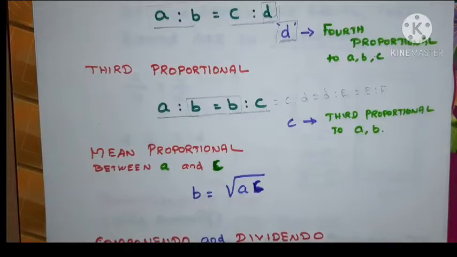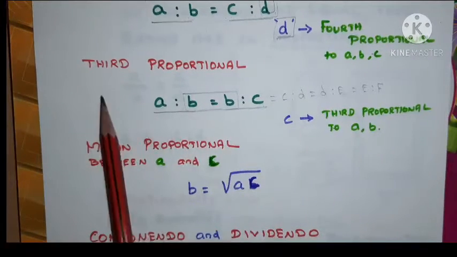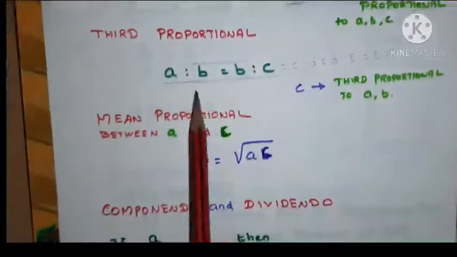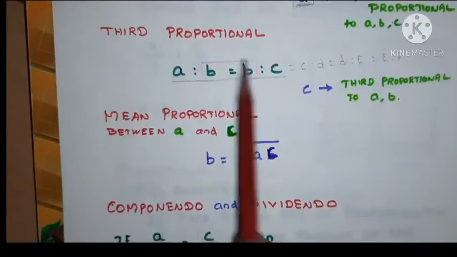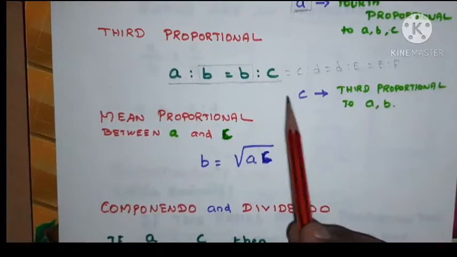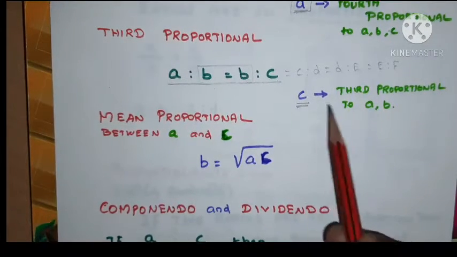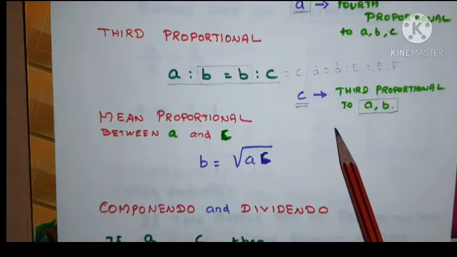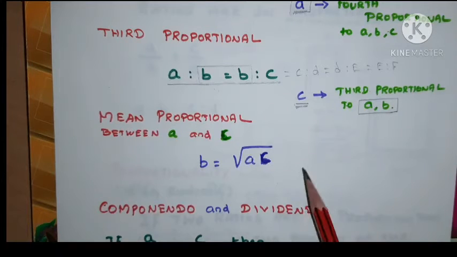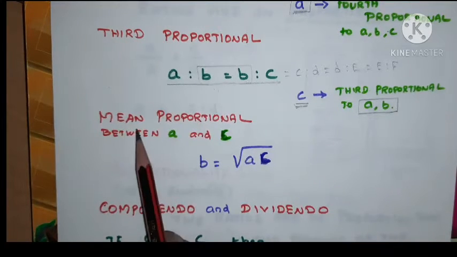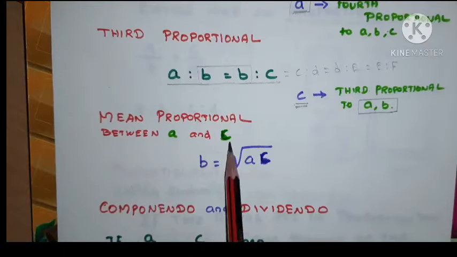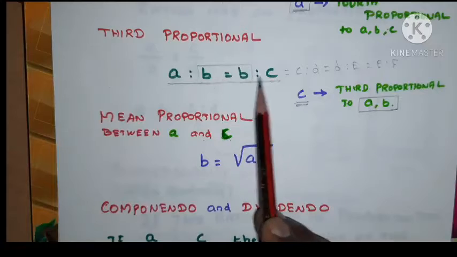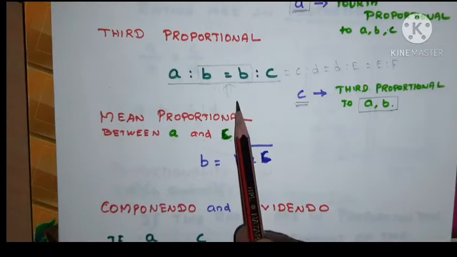Fine. In this, the third proportional is, look, why third proportional? In the fourth proportional we had four terms, but in this case we have only three terms. Hence the third proportional for this relation is C. So C is the third proportional to A and B. Fine. Next we are going to see about mean proportional between A and C. So here the mean proportional, look at the above relation, A is to B is equal to B is to C. Here the mean is B, right?